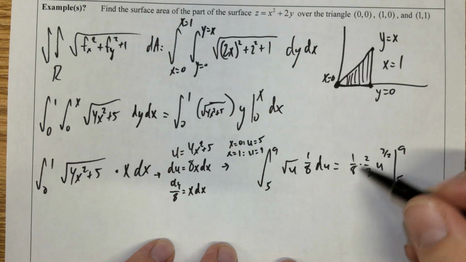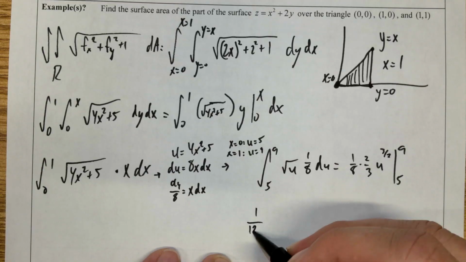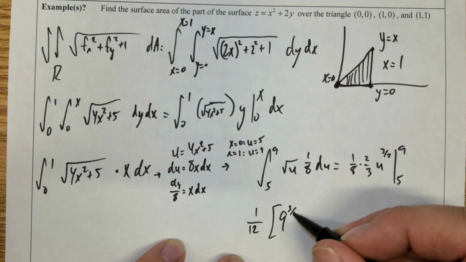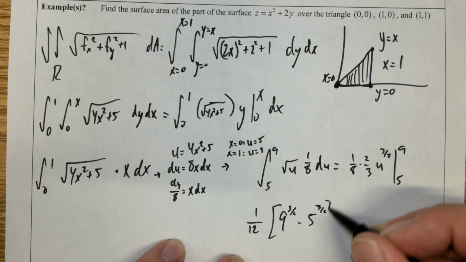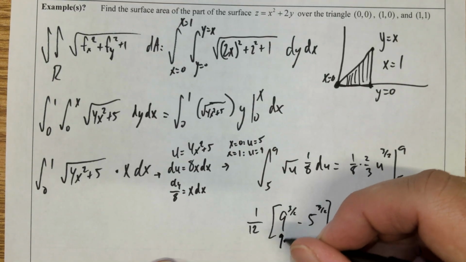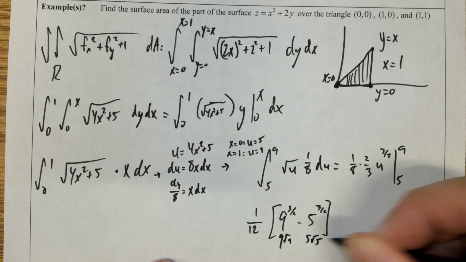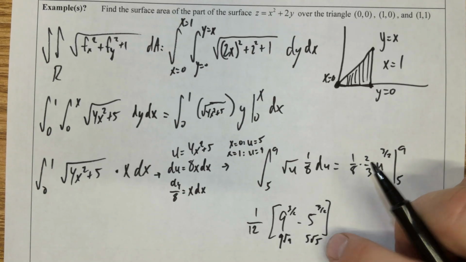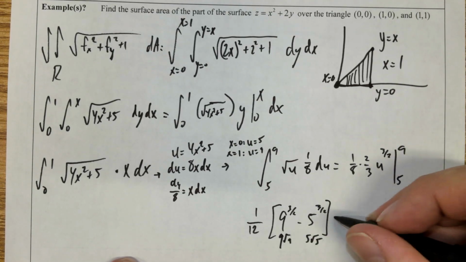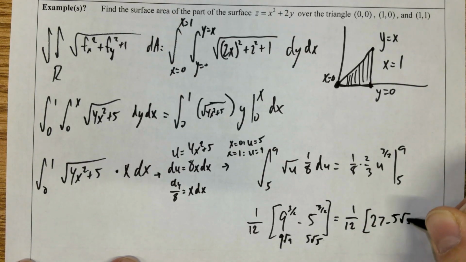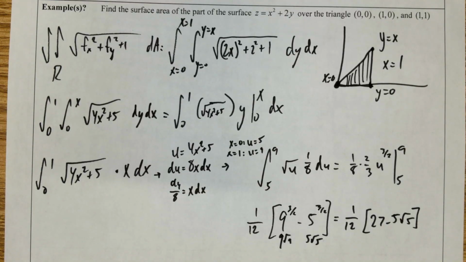Just like that. This becomes 1/12. Yep, 1/12. Now we have 9 to the 3/2 minus 5 to the 3/2. The 9 to the 3/2 does get a little bit nicer because it's like 9 rad 9 and 5 rad 5. That's 1.5. That's 1.5. So the 9 rad 9 becomes a little bit nicer, but it's still kind of ugly. 27 minus 5 rad 5. Not that pretty, not that bad. Final answer.